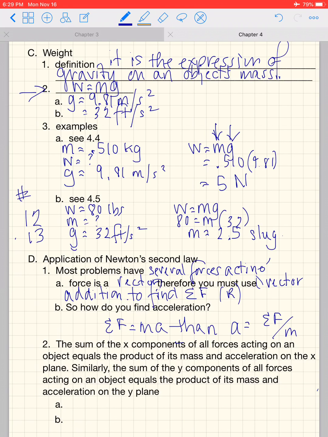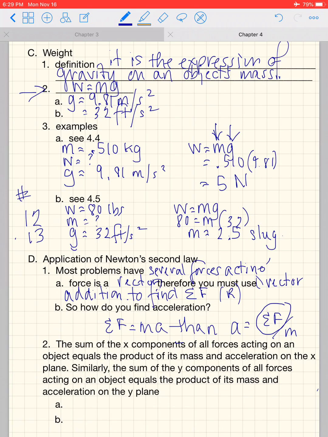So I can use this equation to find acceleration, but the sticky part is going to be finding sigma F. A principle that you need to know before we can get started with this is what I have written in number 2. You just have lines, so at some point just pause and copy what the notes are here, but I'm going to just go ahead and move on. The sum of the x components of all the forces, sigma F sub x, you've seen that before, acting on an object equals the product of its mass and acceleration on the x-plane.